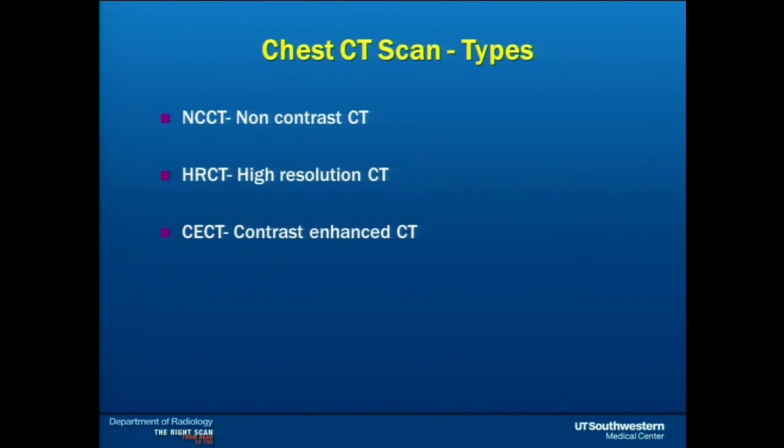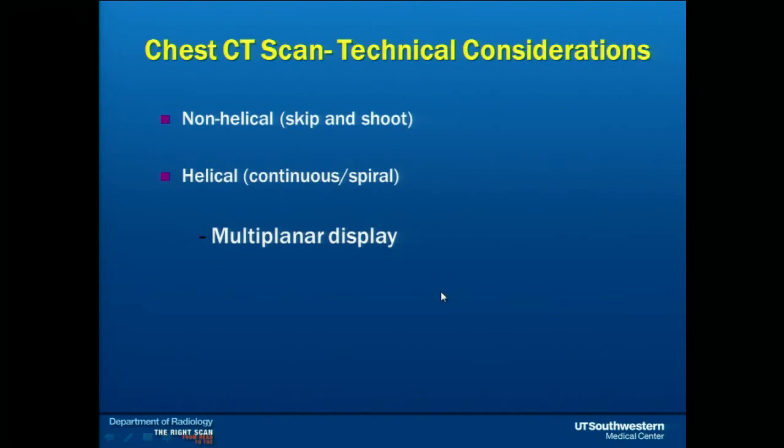As we all know, we have three types of chest CT scan: non-contrast chest CT, high resolution, and contrast-enhanced CT of the chest. A little about technical considerations. There are two ways to do a CT scan of the chest: a non-helical scan or a skip and shoot method, and a helical or continuous spiral method.